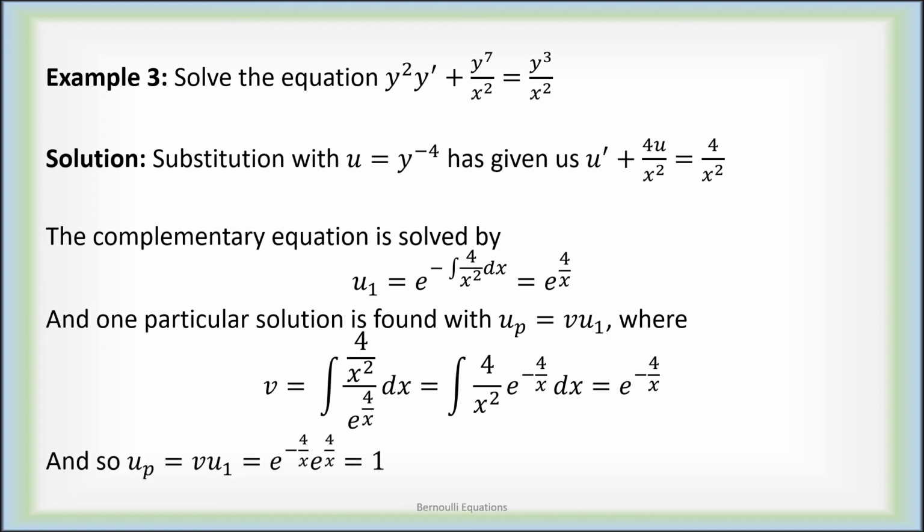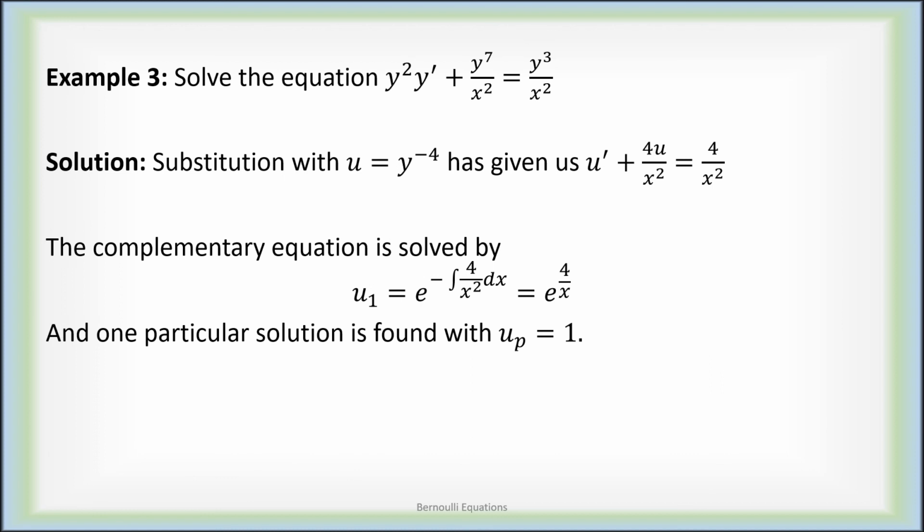So a particular solution is given by v times u1. v was e to the minus 4 over x, u1 was e to the 4 over x. A particular solution is 1. This might look a little weird, but if u is the constant 1, come back to this right here and notice that u prime would be 0, 4 over x squared equals 4 over x squared. So indeed, a particular solution is given by u just being constantly 1.